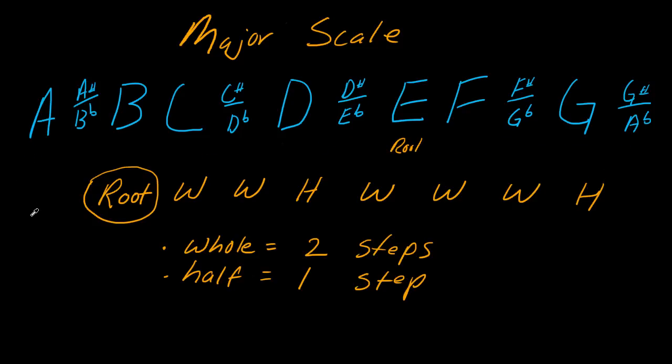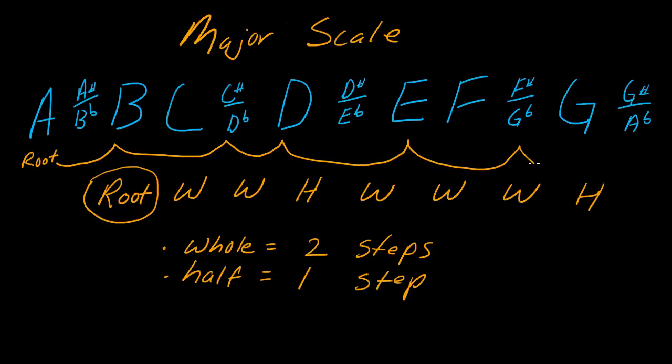Okay. Let's try this again. I'm going to pick A for the root this time. So this one's easy because it's all straightforward. It's linear here. So from root, you go whole, whole, half, whole, whole, whole, half. Okay, so once you do that, what you're going to do is to really be able to identify these through numbers.